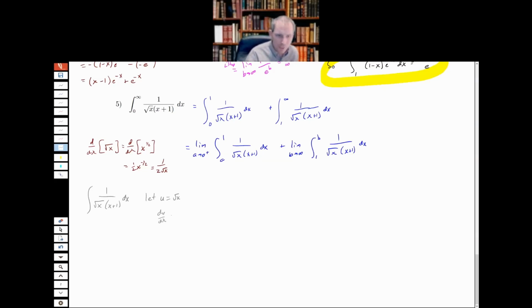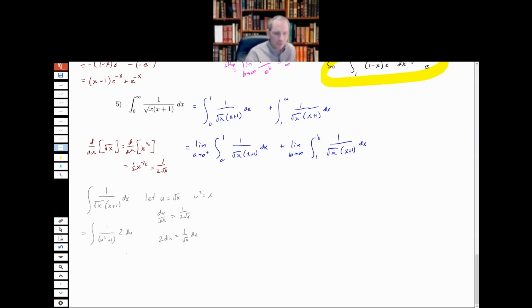So then du dx is 1 over 2 root x. I don't have a 2 anywhere in this integral, so I'll multiply both sides by 2. But I do have a 1 over root x dx. So all of that can become a 2 du. And I don't have a root x, but I do have an x. So if I just square both sides, u squared is equal to x. So this is going to become the integral of 1 over, this x is going to become a u squared, and the 1 over root x dx is going to become a 2 du.